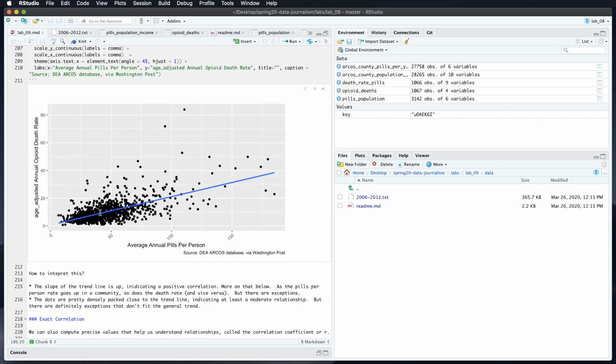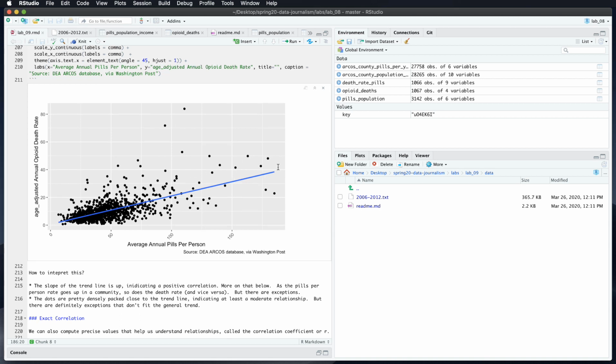The other thing is, and we'll talk about this in a minute, the bulk of these dots are fairly well concentrated around this trend line. Sometimes you see scatter plots that look like somebody just dropped a bunch of marbles on a table and there are dots kind of everywhere. You actually can make out a pattern here. That's going to indicate that there is something of a relationship there, maybe a moderate relationship.